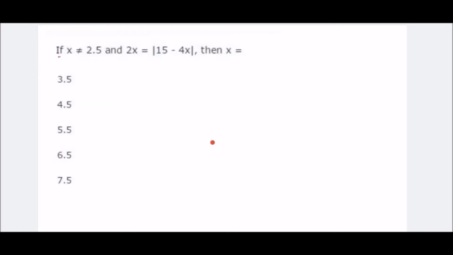Our next question is, if x is not equal to 2.5 and 2x equal to modulus of 15 minus 4x, then we have to find out the x value. Then we have to solve this equation, that is 2x is equal to, in modulus form it always contains two values, that is positive or negative. So first we will consider the positive value, that is 2x equal to 15 minus 4x, or we can make 2x equal to minus bracket 15 minus 4x. So solve it, that will become 6x equal to 15 and x equal to 2.5.